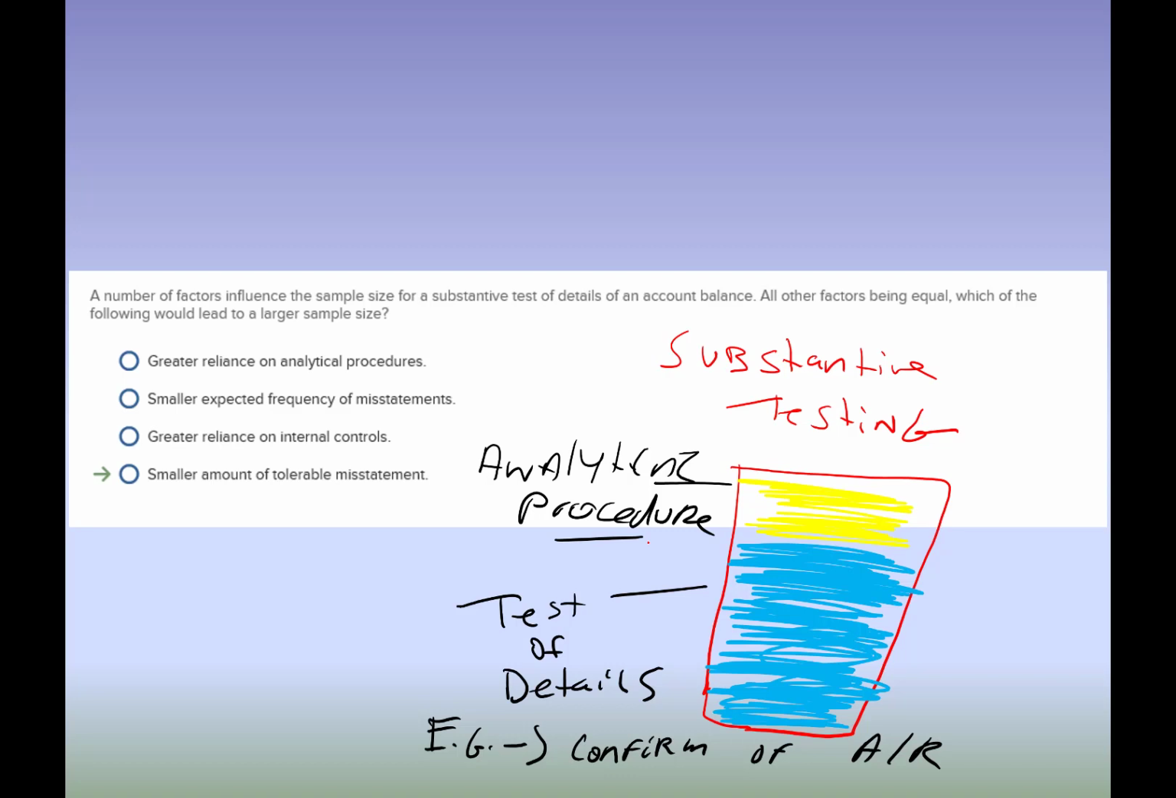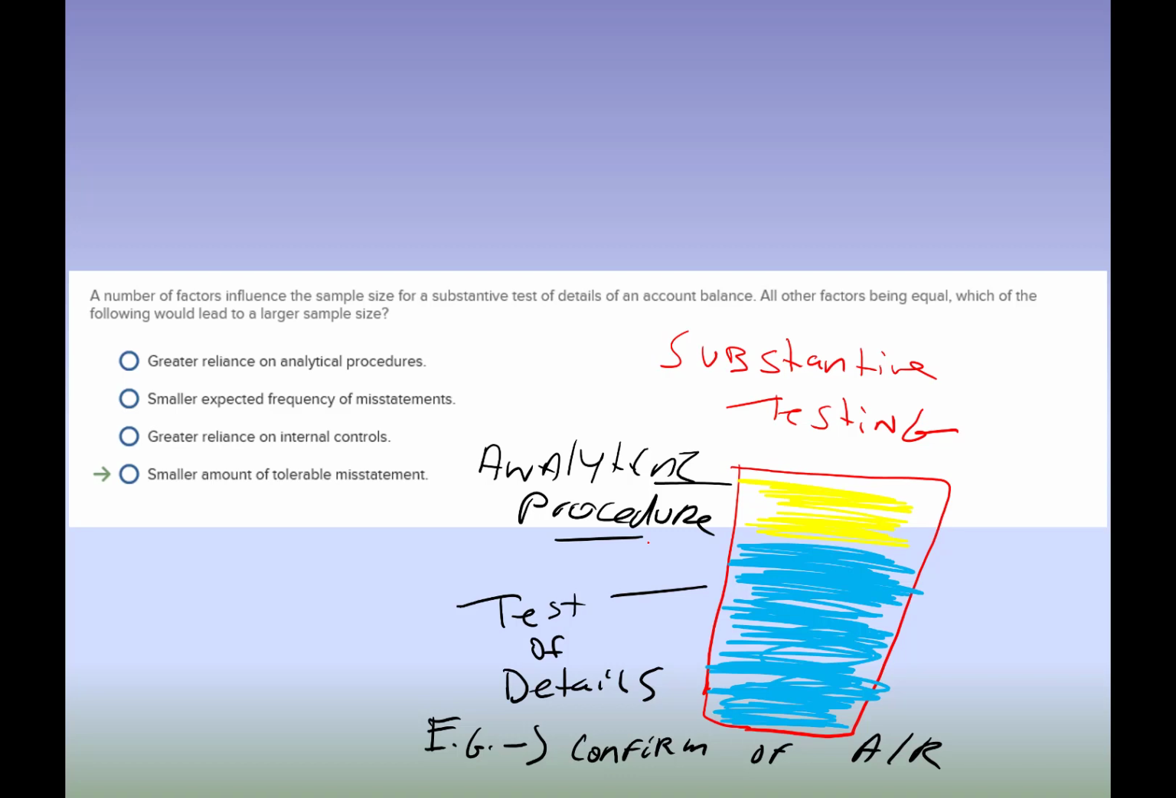So obviously the answer is this last one. Smaller amount of tolerable misstatement. Yeah, a 2 cent tolerable misstatement. Come up with an appropriate sample size in that situation. But what? Much larger sample size, right?